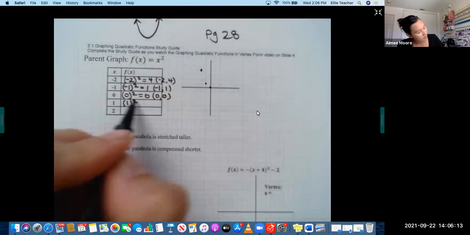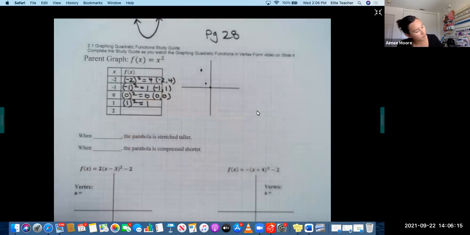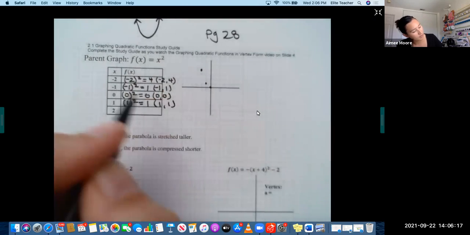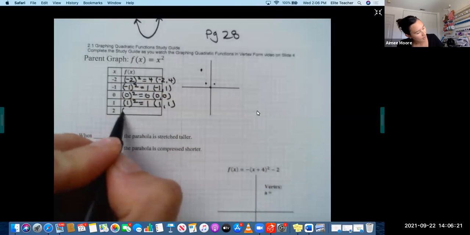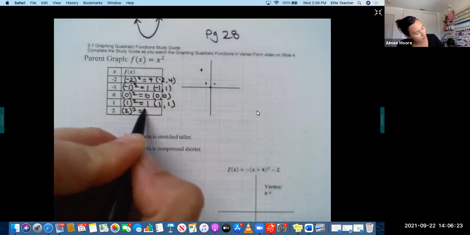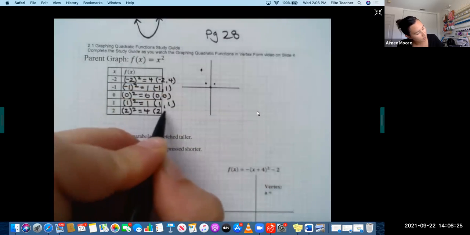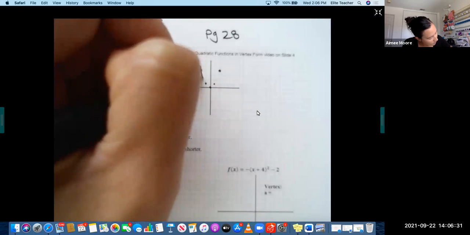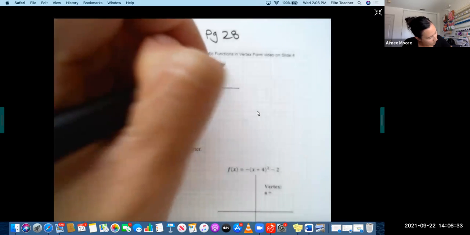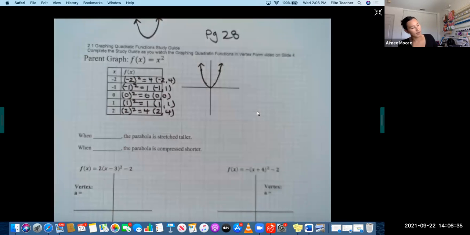1 for x is 1 squared. 1 times 1 is just 1. So this next point is 1, 1. And then 2 squared. 2 times 2 is 4. So our last point is 2, 4. And there is our parabola.